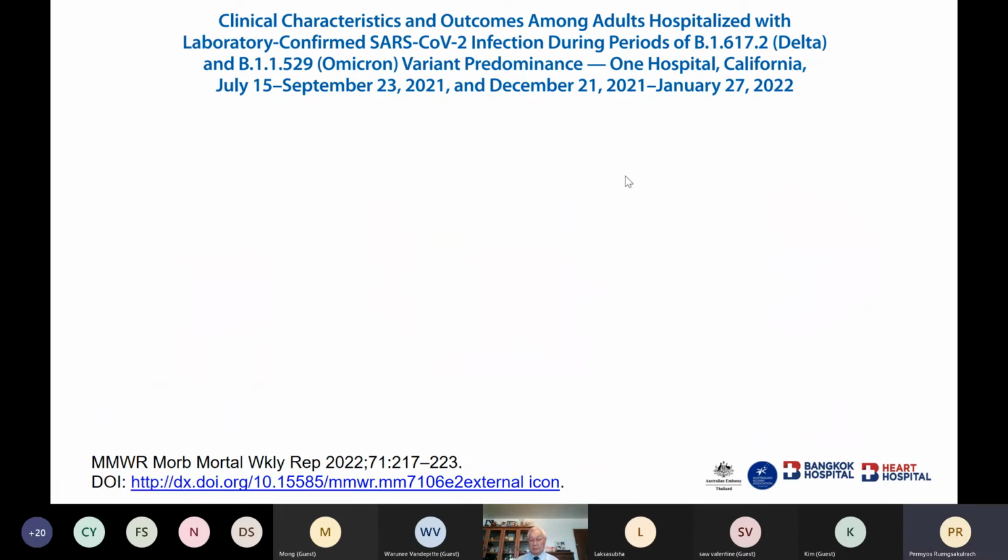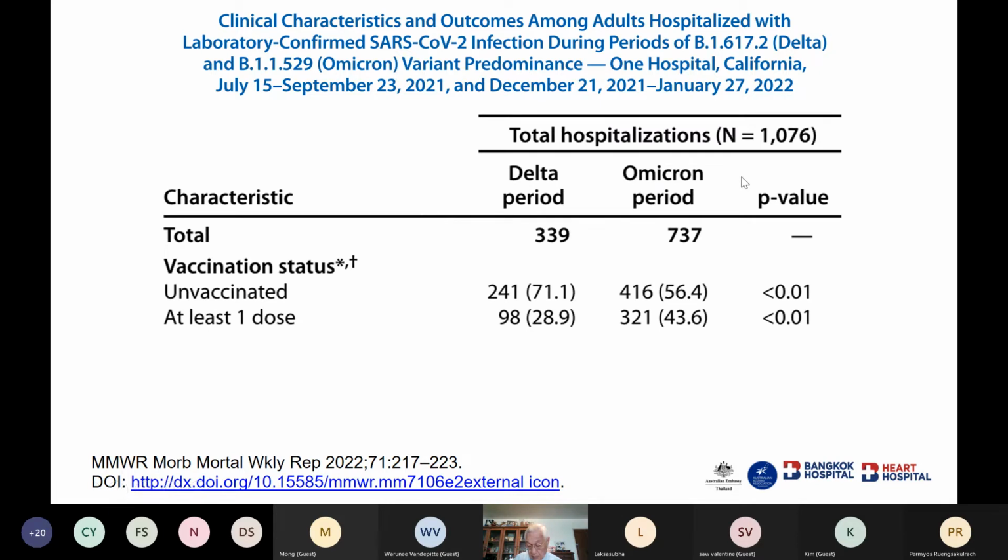And this, I just want to show you the real patients from one hospital in California, USA. So in this group, they have 1,000 patients admitted to the hospital, okay? And we cannot really compare between Delta and Omicron, but you can see unvaccinated patients have admission to the hospital about 56%, okay?